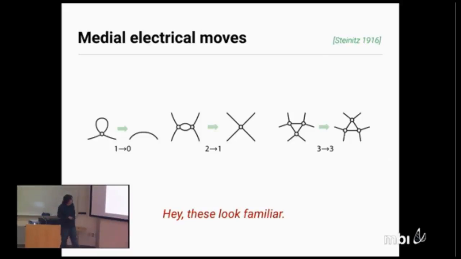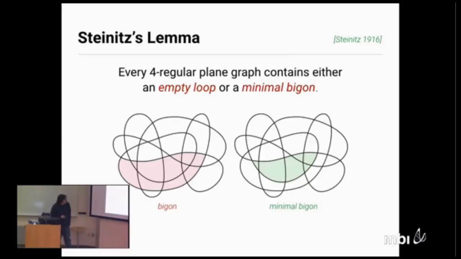Okay, so what did Steinitz do? One of the key observations in Steinitz's proof is that if you look at any 4 regular planar graph, the medial graph of something planar or just a curve, either you can find an empty loop, which you can get rid of with the type 1 move, or you can find what he calls a minimal bigone. A bigone is a disk that's bounded by 2 interior disjoint simple subpaths in this graph. And a minimal bigone is a bigone that doesn't contain another bigone.